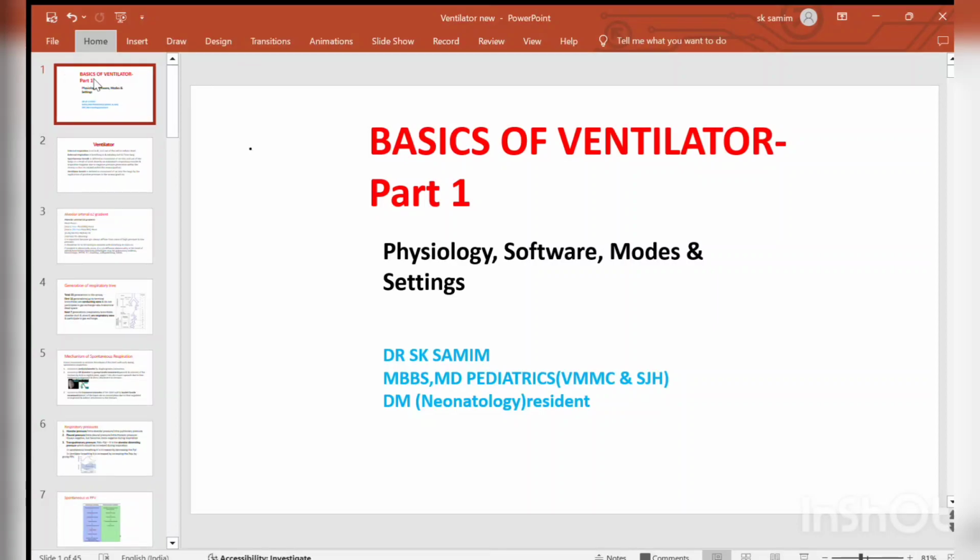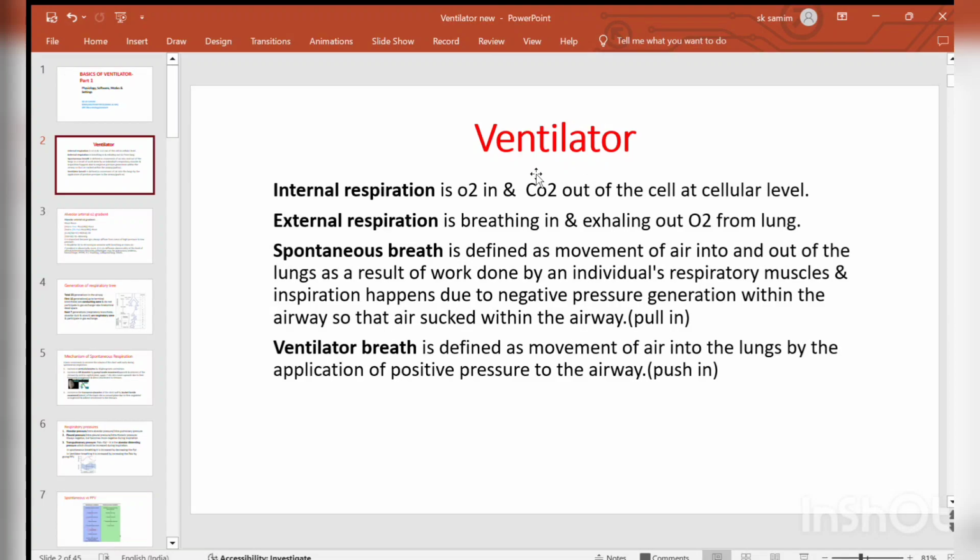About the basics of ventilator, part 1, that is the physiology portion. What is respiration? Respiration is oxygen in and carbon dioxide out. If it occurs at the cellular level, then it is internal respiration, and if it occurs at the lung, then it is external respiration.